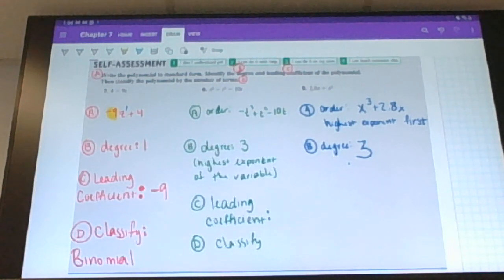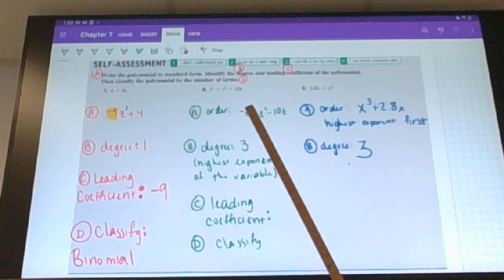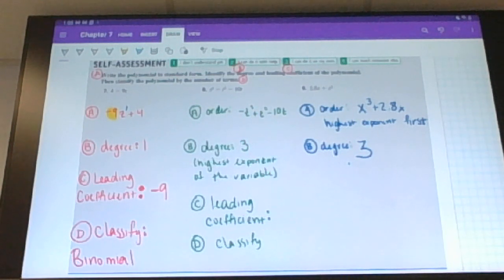What's the leading coefficient in number 8? Daniel, you seem to know. Is it 10? Negative 10t? There's a -1 right here. That's negative t. No, that's a t.